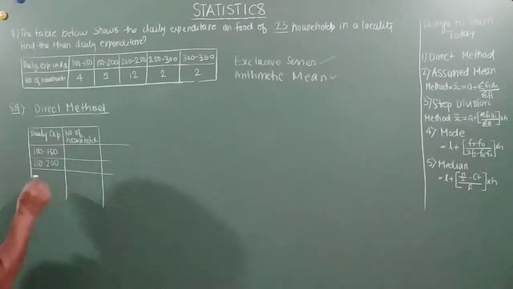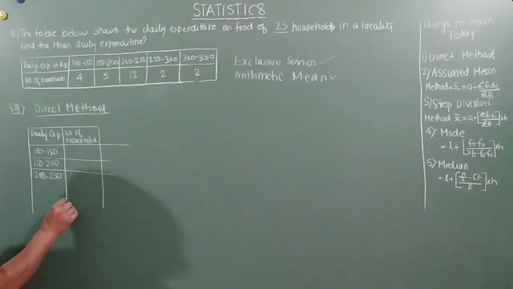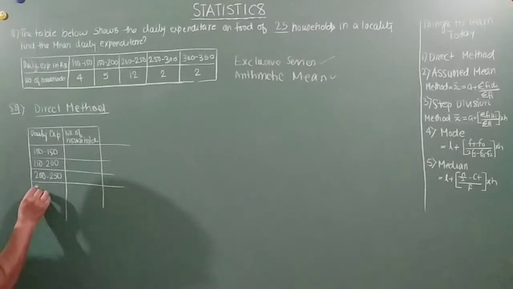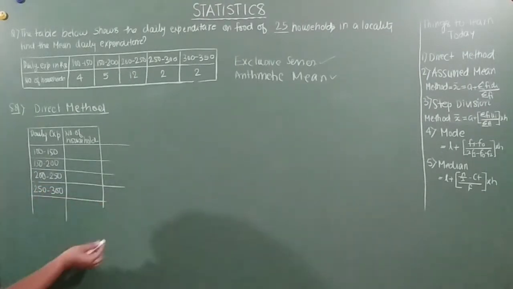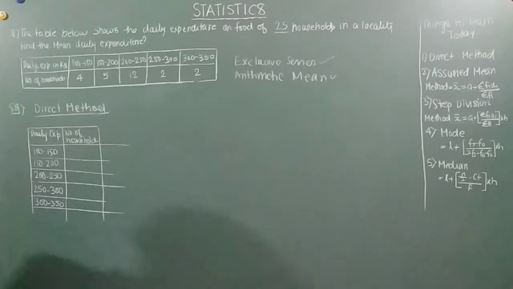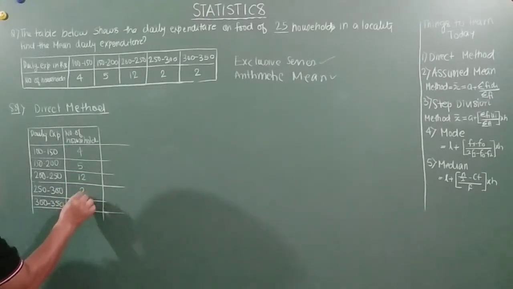With the same problem, friends, I am going to take out the mean with all three methods I told you: direct, assumed mean, and step division method. Sorry. Then 250 to 300, then 300 to 350. And the frequencies are 4, 5, 12, 2 and 2.